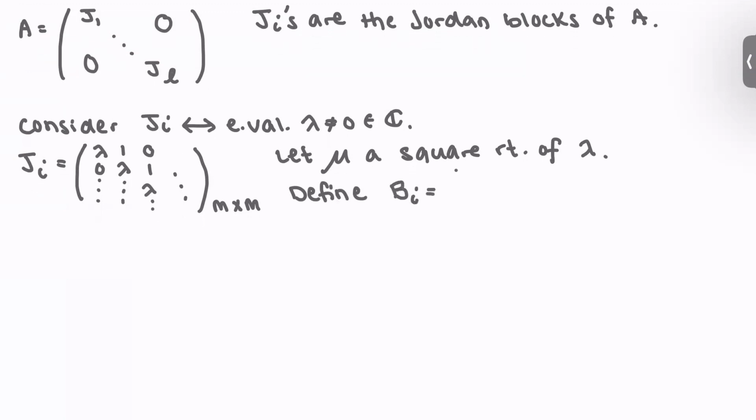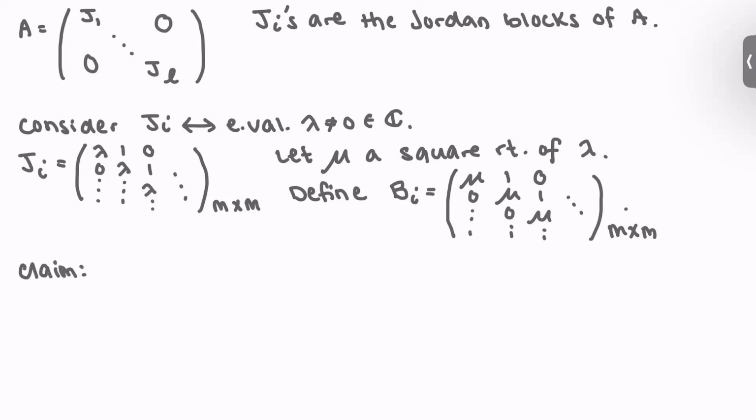So this is also going to be an m by m matrix. It's going to look exactly like J, except instead of lambdas, we're going to have mu's. So we're going to have mu, 0, then 1, mu, 0 going on, 0, 1, mu. Continue like this, and this will also be m by m. And my claim is that Bi squared is similar to Ji.